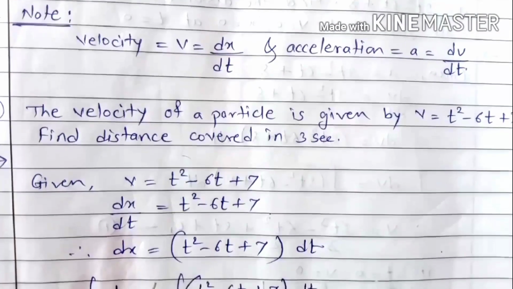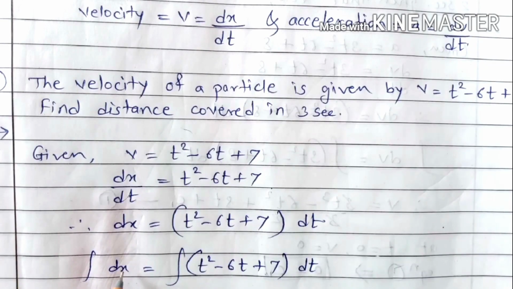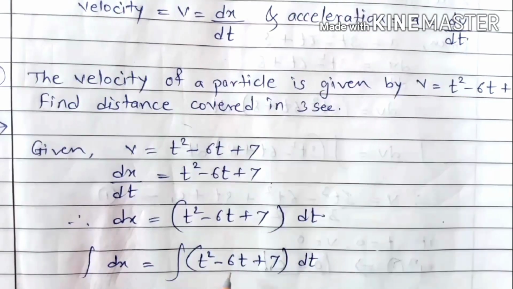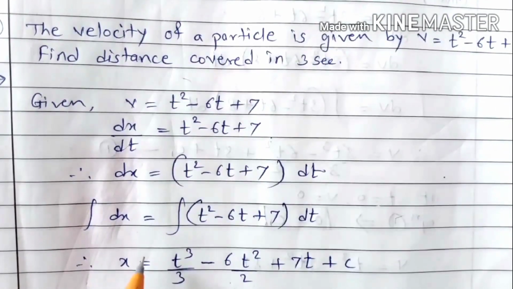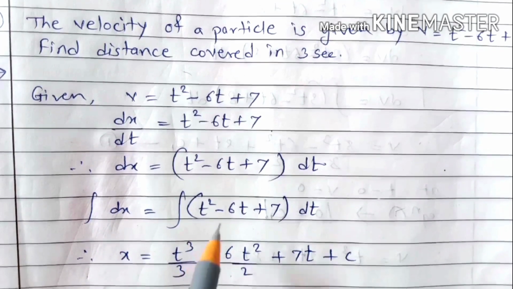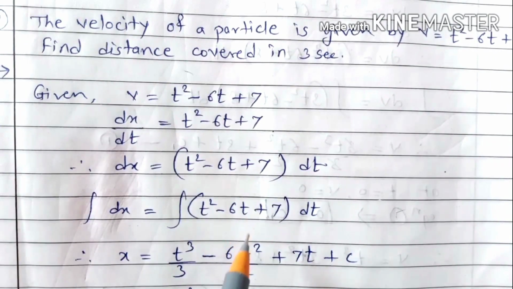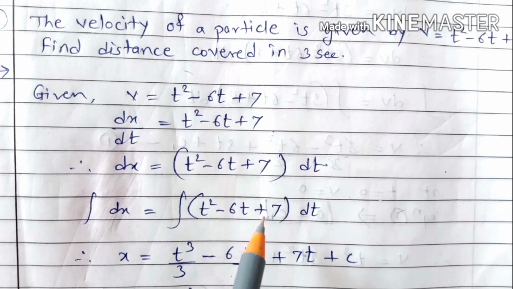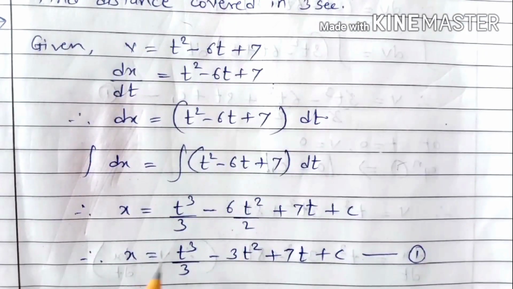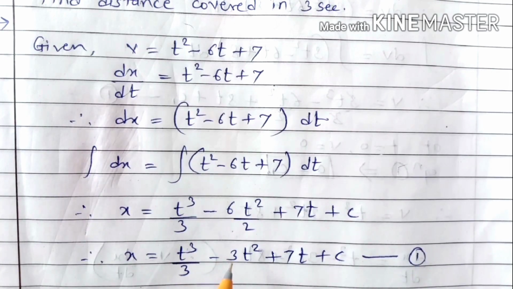To solve this, we integrate both sides. Integration of dx equals integration of (t square minus 6t plus 7) dt. After integrating, integration of dx is x, integration of t square is t cube by 3, 6 is a constant, integration of t is t square by 2, integration of 7 is 7t, plus the constant of integration c. Therefore x equals t cube by 3 minus 3t square plus 7t plus c. Here this 6 by 2 becomes 3.